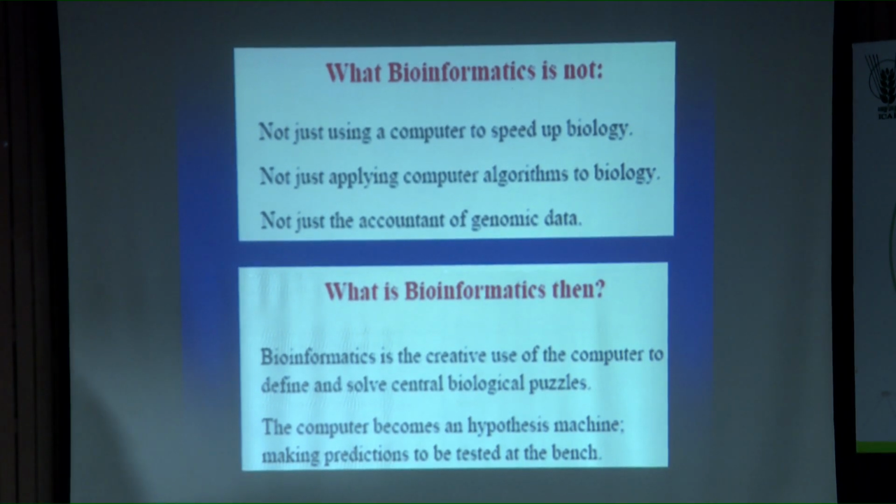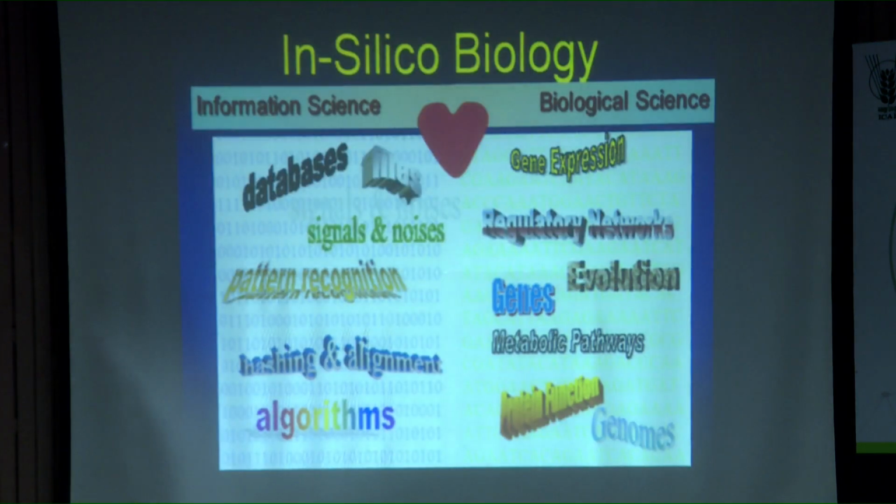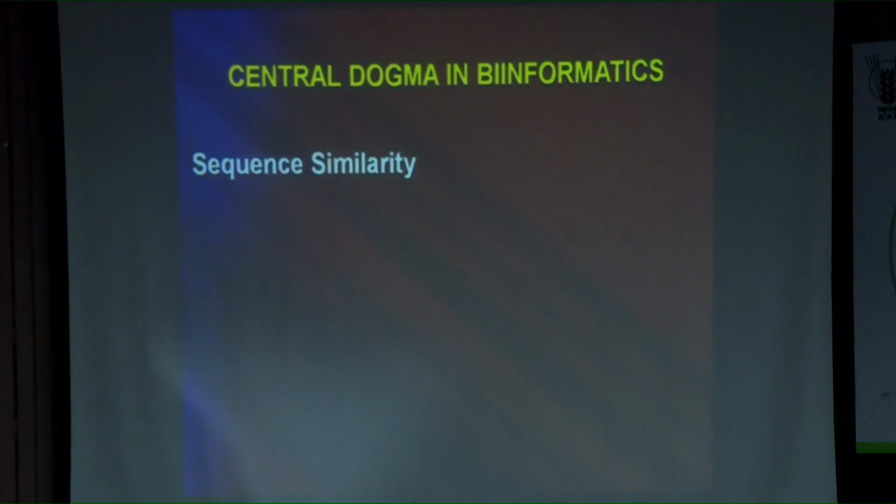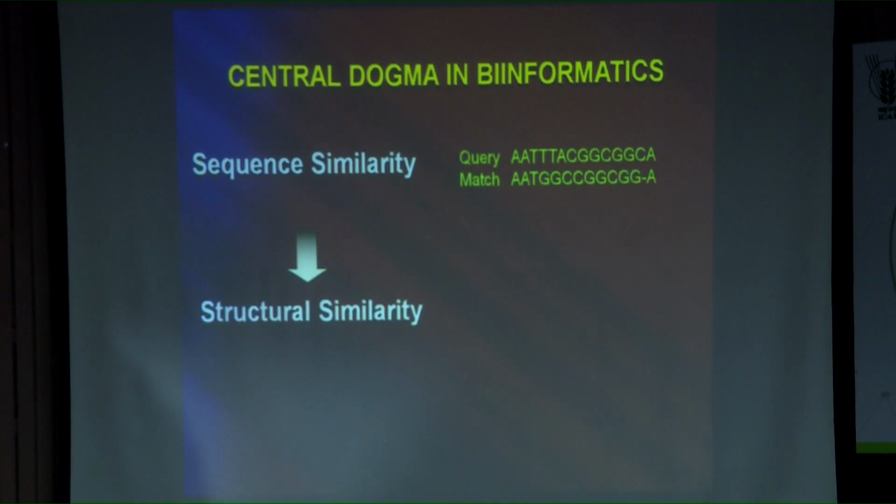And the second thing is that the computer becomes a hypothesis machine, making predictions which need to be tested on the bench. Just by prediction we cannot say anything, you have to think on your own whether this hypothesis or prediction is correct or not. So, it is just a marriage of information science and biological science. Next. Just like the central dogma of biology, here is also a central dogma.